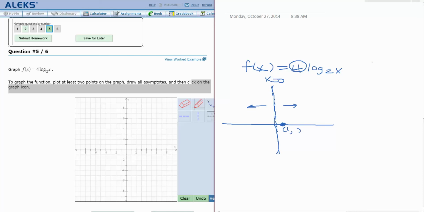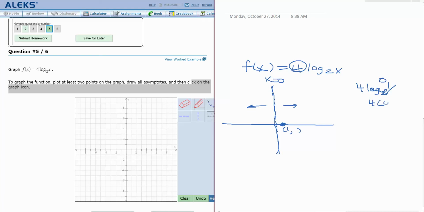is 1. So if you go back to your equation, you're taking 4 times log base 2 and we're going to let x be 1. Now log base 2 of 1, to evaluate that, you're figuring out what power of 2 becomes 1. Well, anytime you have a base and you raise it to a power and you get 1, that power has to be 0. The 0 power makes it become 1. So log base 2 of 1 is 0.